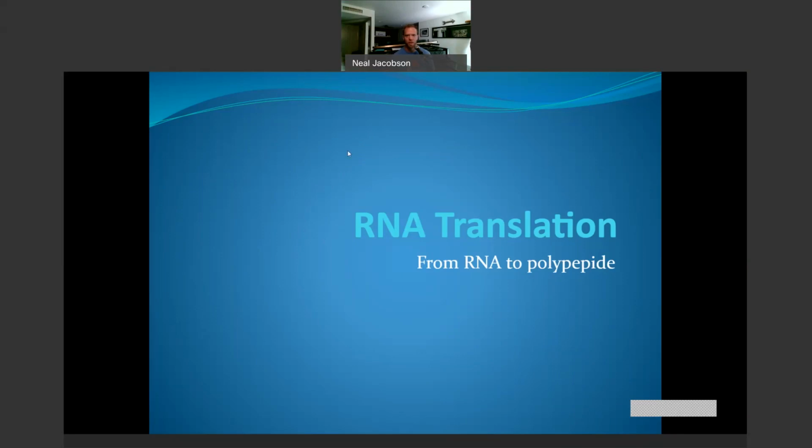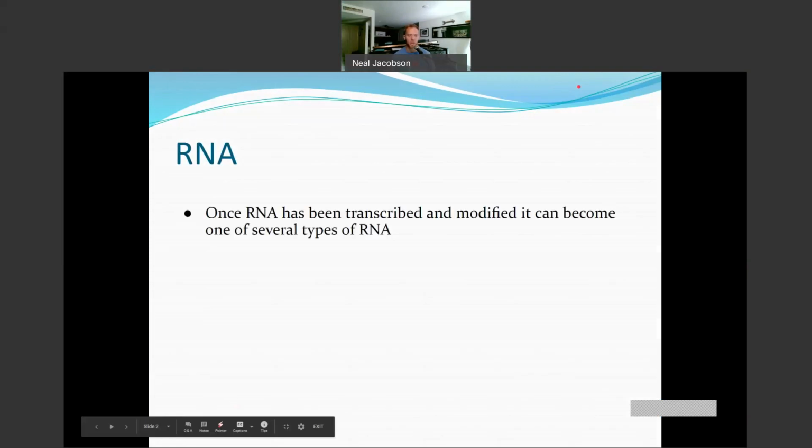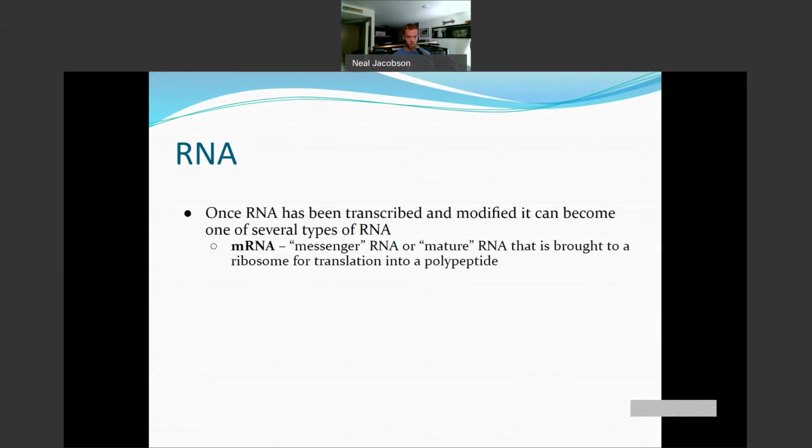All right. Let's get my pointer out. RNA. All right, there's several types of functional RNA. So remember, a gene codes for a functional product that could be a protein, but it could also just be RNA itself. So once the RNA has been transcribed and modified, so it can be spliced and stuff too, it can be one of several types of RNA. The first type is the one that we talked about. So that's messenger RNA, right, or mature RNA. The M stands for mature or messenger.